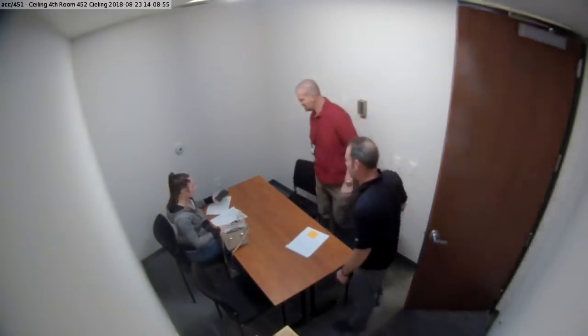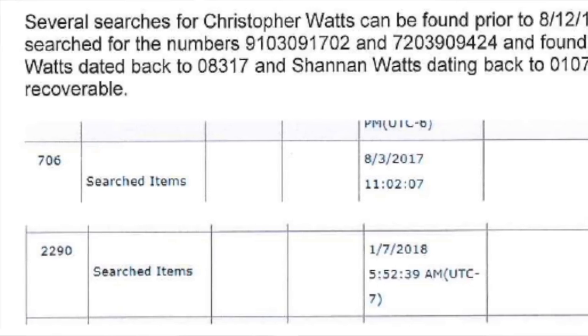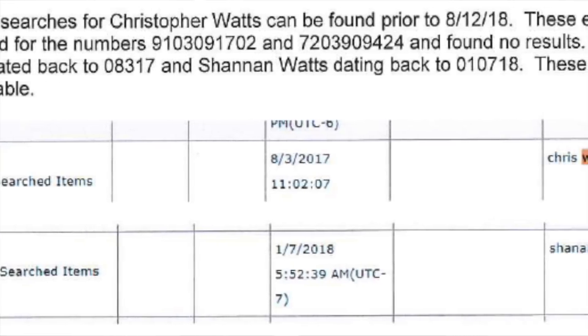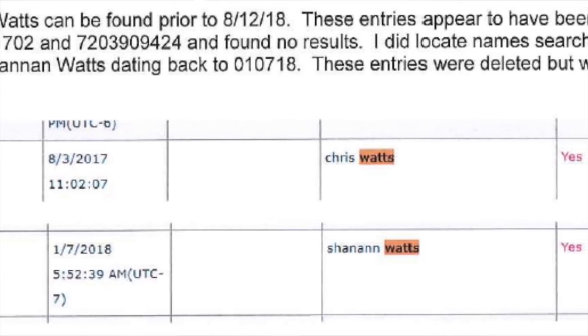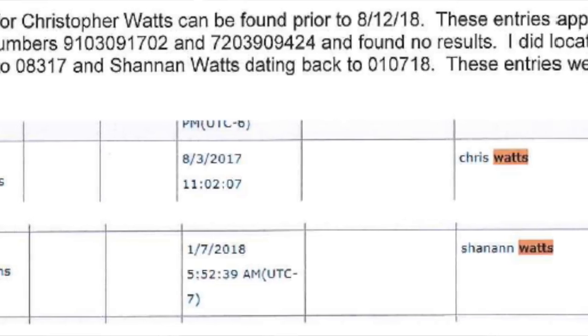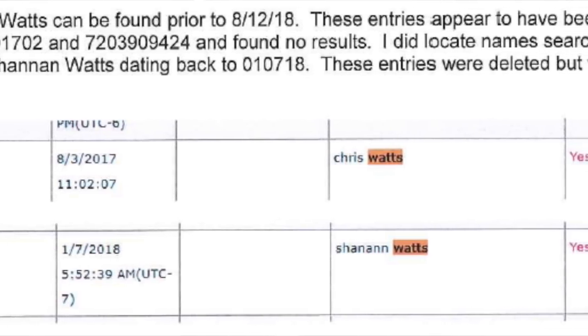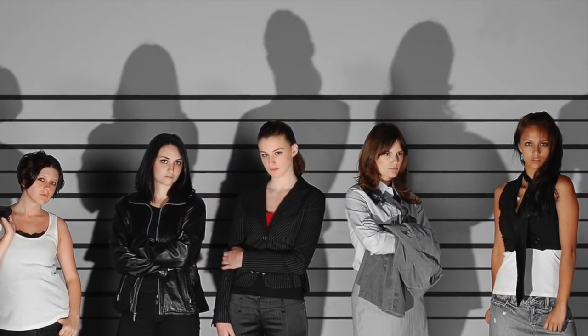The who is the individual who said she met her co-defendant CW in June of 2018 and that she had no prior knowledge of this family. The who is also the individual who Googled CW's name in August of 2017, and that's 1 year before the murders. The who is the individual who also Googled CW's wife's name in January of 2018, and that's 7 months before the murder. The who is this defendant.